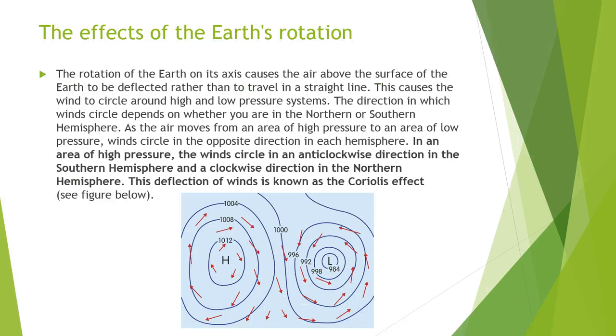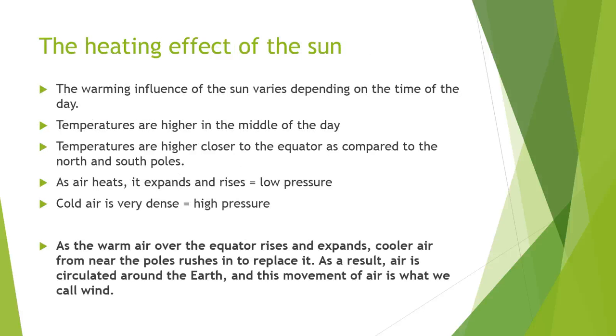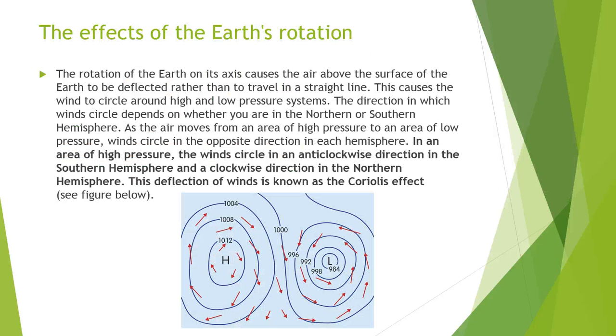Okay, so the second effect. Why does air pressure vary around the globe? We just spoke about the heating effect of the sun. Let's look at the effects of the Earth's rotation. The rotation of the Earth on its axis causes the air above the surface of the Earth to be deflected rather than to travel in a straight line. This causes the wind to circle around high and low pressure systems.